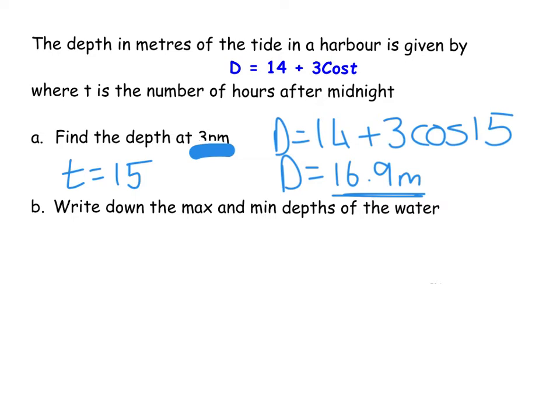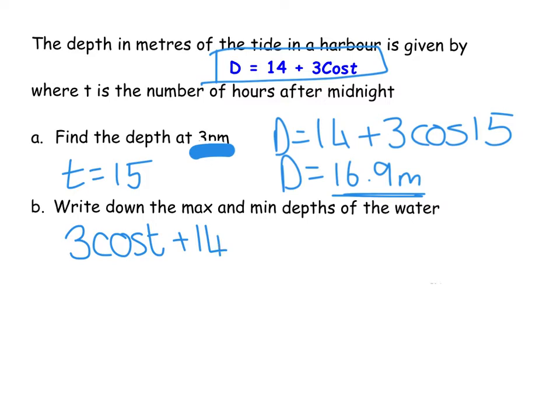Part B is a different slant, and they used to ask these years and years ago when I did these questions in my exam, but it's worth always mentioning. Ask for the maximum and minimum depth of the water, and you might think, how on earth do I know that? But let's just look at that equation a bit closer. It says 14 plus 3 cos t. I'm going to write that as 3 cos t plus 14, right?